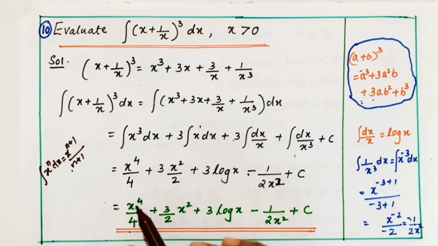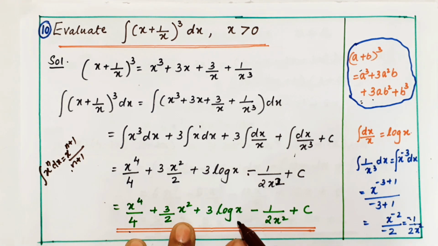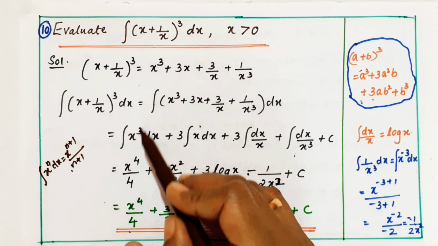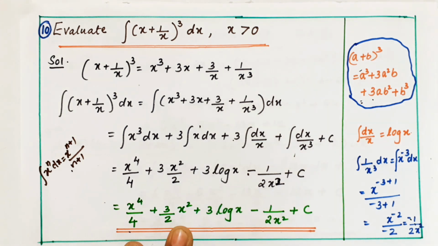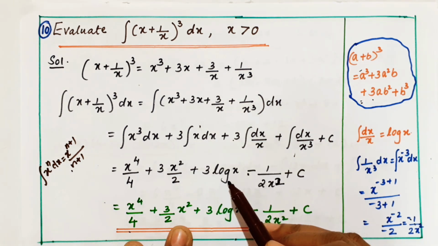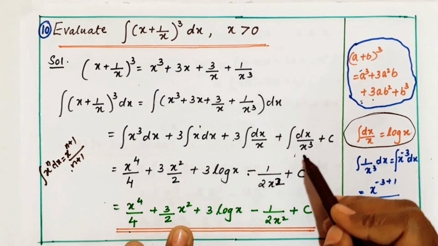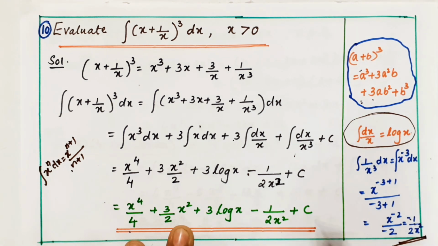So what's your final answer? X power 4 by 4 plus 3 by 2x square plus 3 log x minus 1 by 2x square plus c. Clear? So remember what all things we did. X power 4, how we got? We integrated x power 3 dx. How we got x square by 2 here? We integrated x dx here. How we got log x here? The basic formula, integral of dx by x is log x. The term is in the denominator, so you have to take it to the numerator and integrate it. After that we got the term minus 1 by 2 x square plus c.